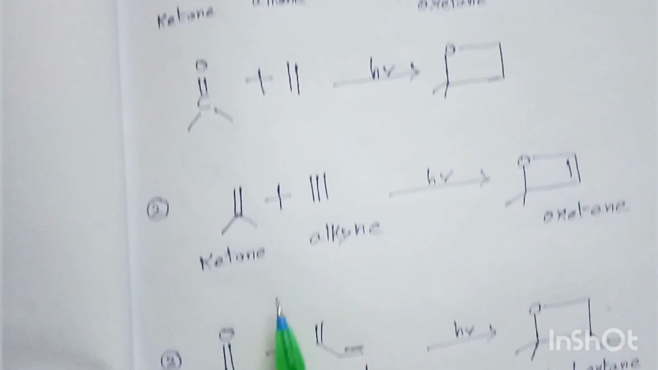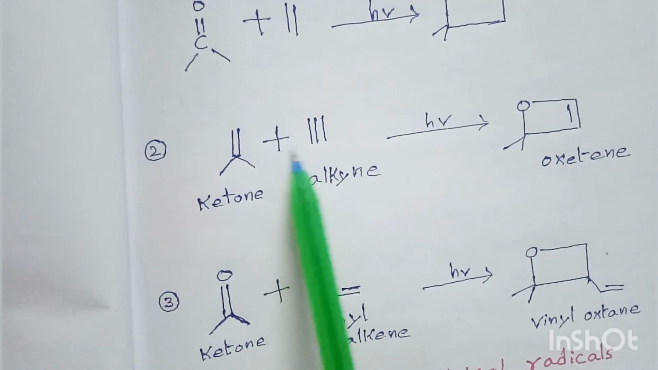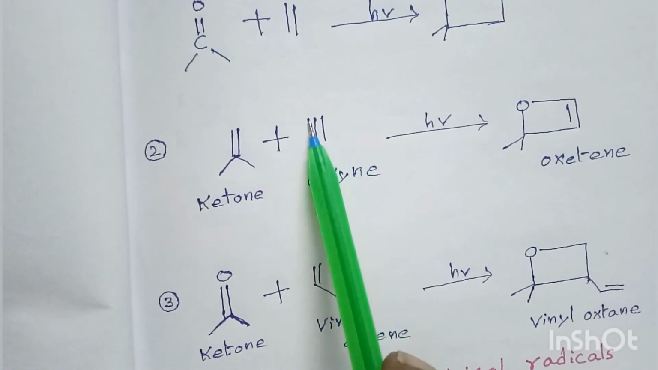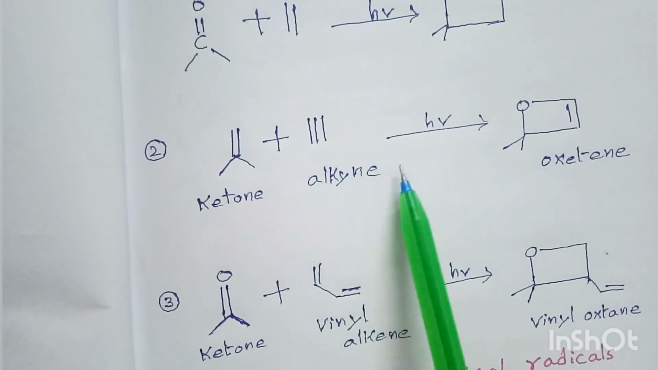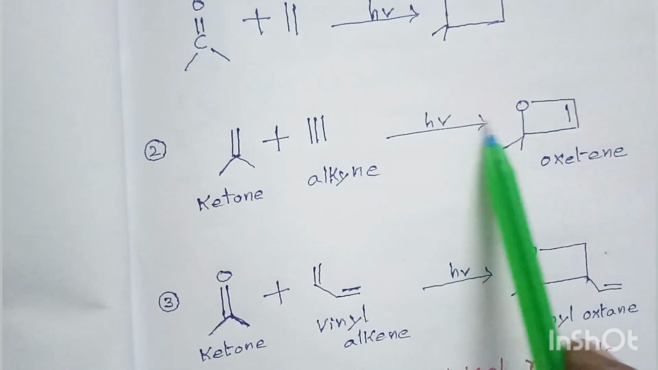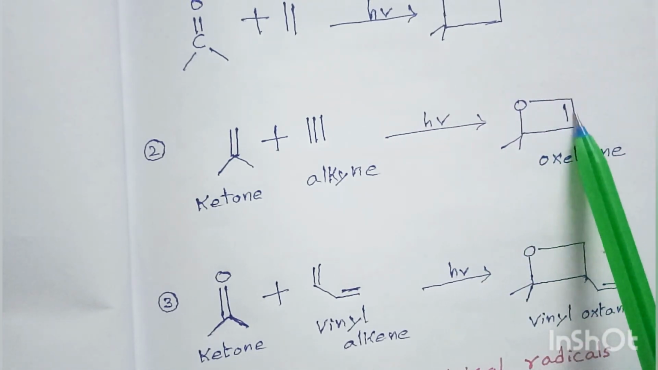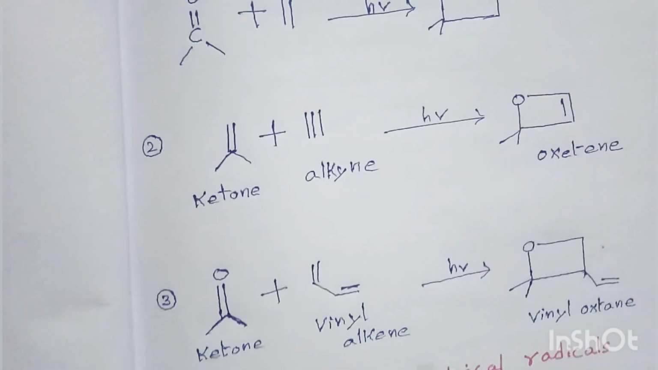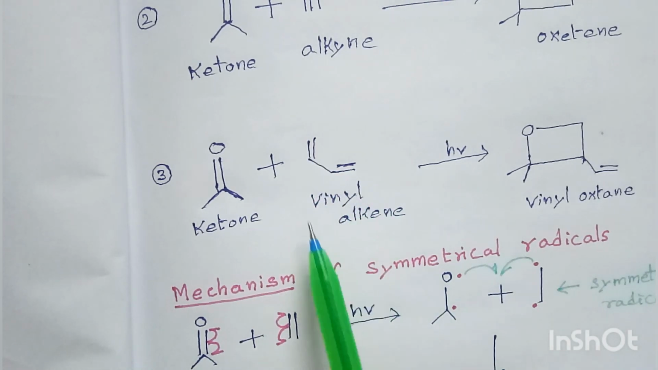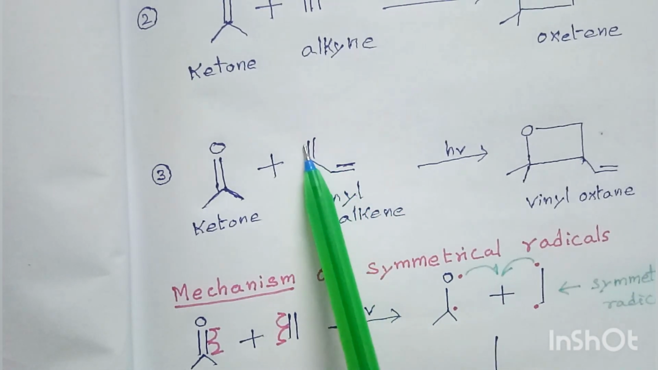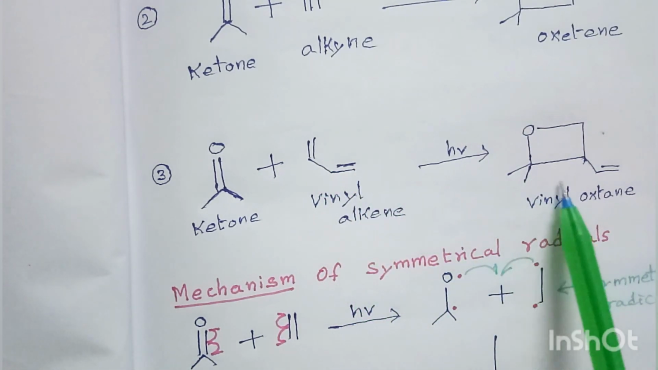And this is a ketone plus an alkyne. Alkyne has a triple bond between carbon atoms. In presence of UV light, it gives oxetane. Here there is a double bond here. Then this is a ketone. This is a vinyl alkene. This gives vinyl oxetane.